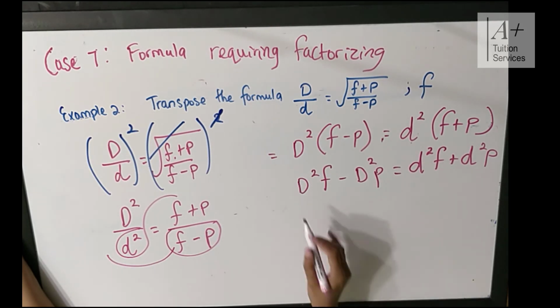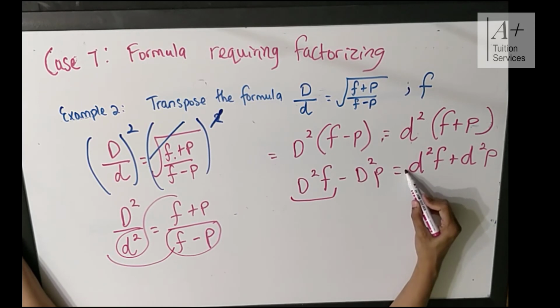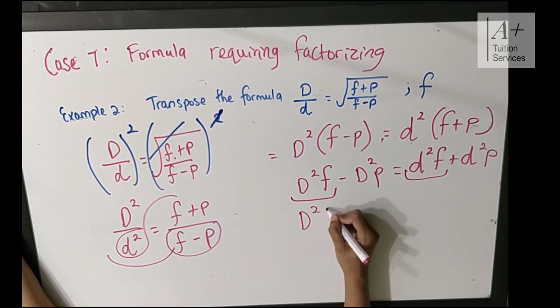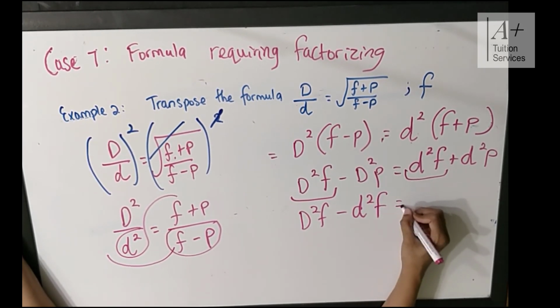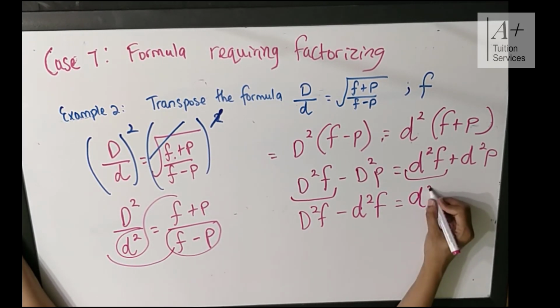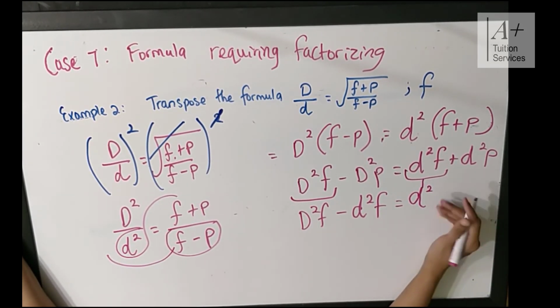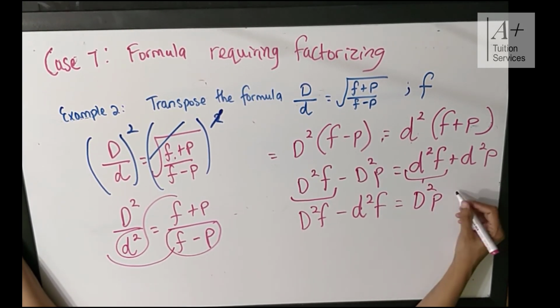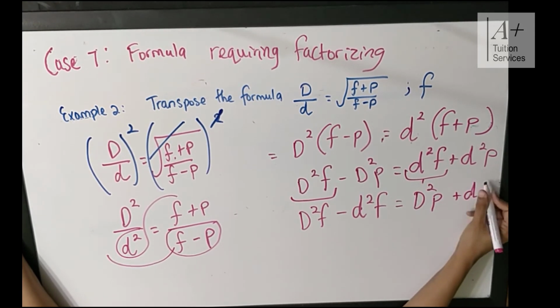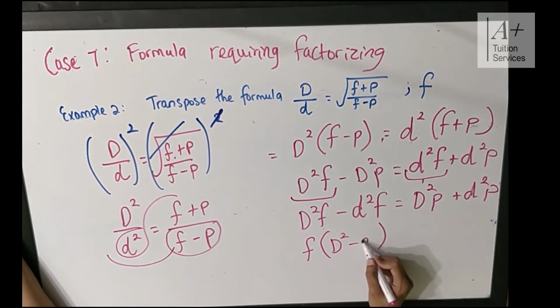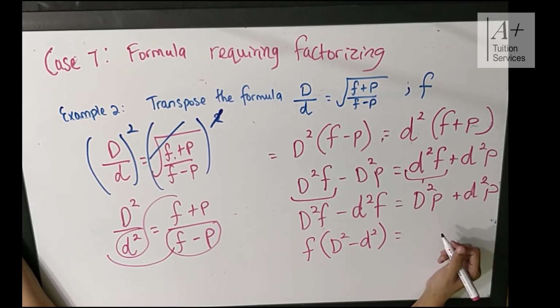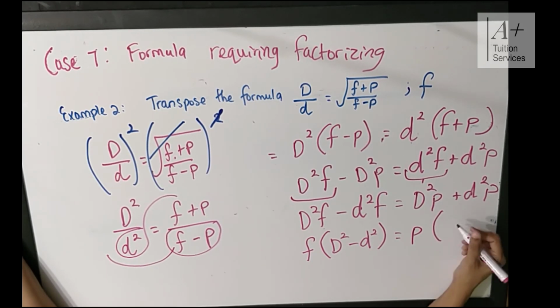So we want to keep the D squared f, but we're going to bring common d squared f across. So we're going with D squared f minus common d squared f, and we will end up with D squared p add common d squared p, and then we factorize it. The common factor here is f, and we'll end up with D squared minus common d squared, and the common factor here now is p, so we'll end up with D squared plus common d squared.